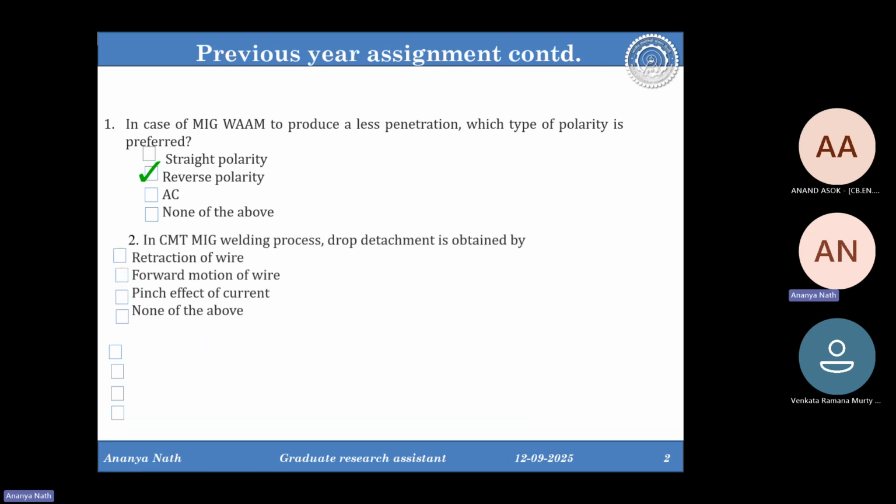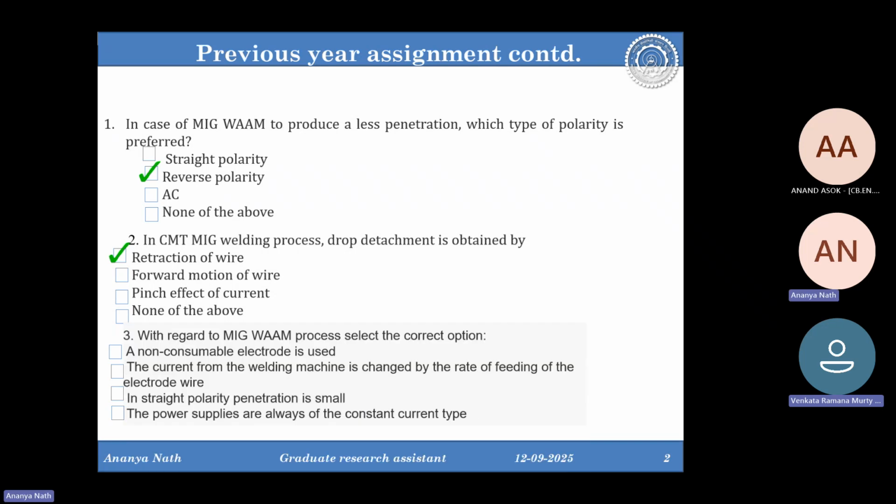The second question is, in CMT, cold metal transfer welding process, CMT is called metal transfer where the drop detachment is obtained by. I think for this question, you need to see the recording. So the answer is the retraction of wire. By the pulsed way of retracting the wire, we get short circuiting, and we get the high peak current, and the metal softens and deposits over the metal, which is called cold metal transfer.